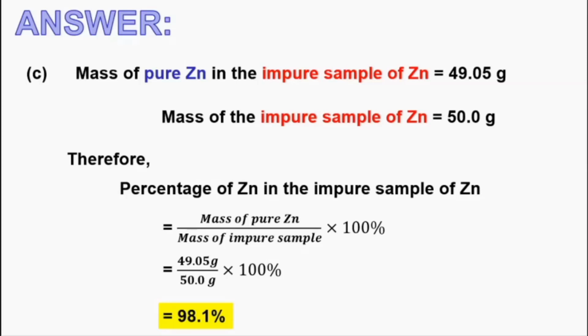So this is the percentage of zinc, or we can say this is the purity of zinc in the impure sample of zinc. It means that the remaining 1.9% is the impurities, or the percentage of impurities.